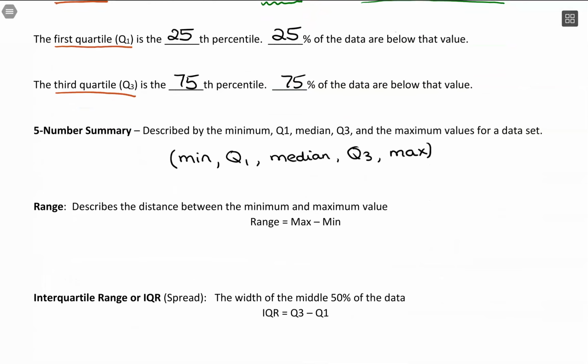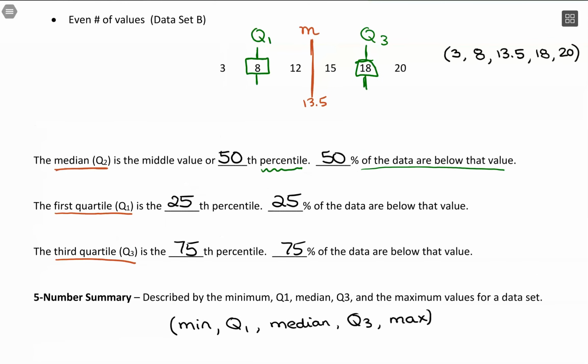In terms of spread, there's range and interquartile range. Range takes the maximum value minus the minimum value. So with this data set, range takes that maximum of 20 minus the minimum of 3. So this has a range of 17 and basically describes how far on a number line those data values spread.